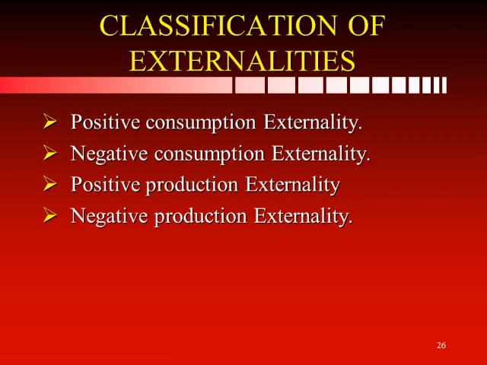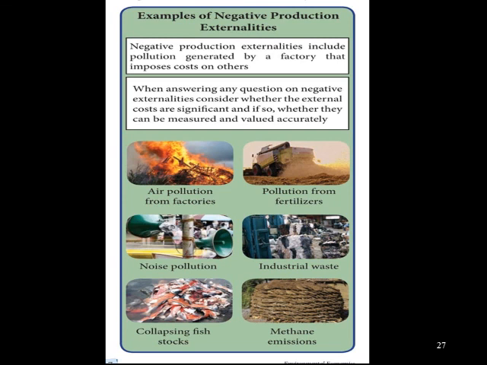Next one, negative production externality. Negative production externality includes pollution caused by a factory that imposes cost on others. Look at the picture. These are some of the examples of negative production externalities: air pollution from factories, noise pollution, collapsing fish stock, pollution from fertilizers, industrial waste, methane emissions.